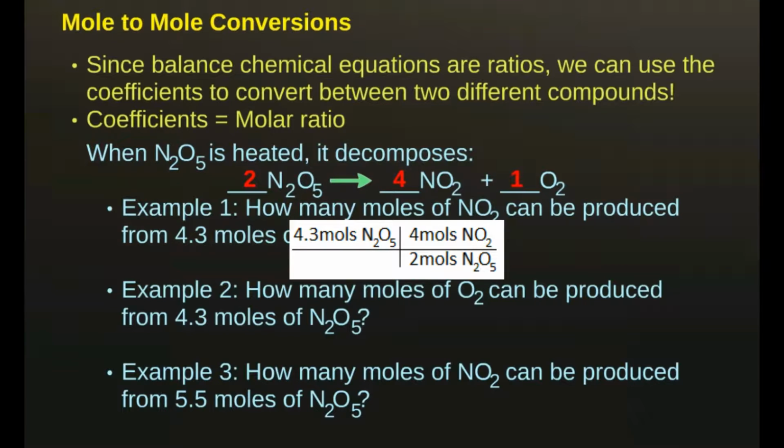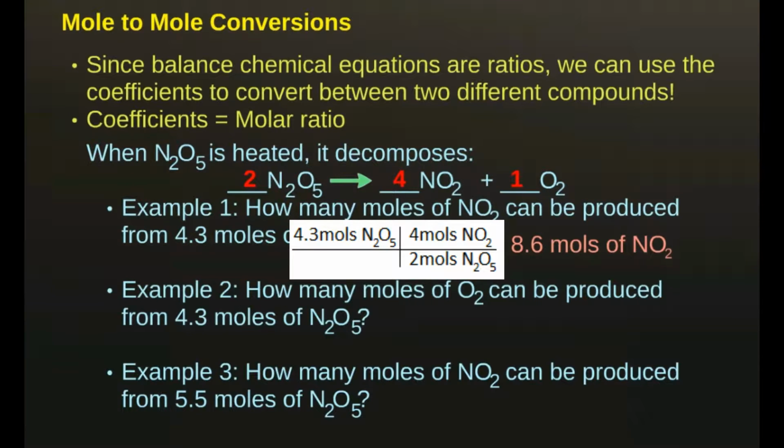Basically you can reduce this fraction to 2 over 1, and you still get the right answer. But why do extra work, you know? So 4.3 times 4 divided by 2, what are you going to get? 8.6. He is correct. Okay, so let's go through the next part.